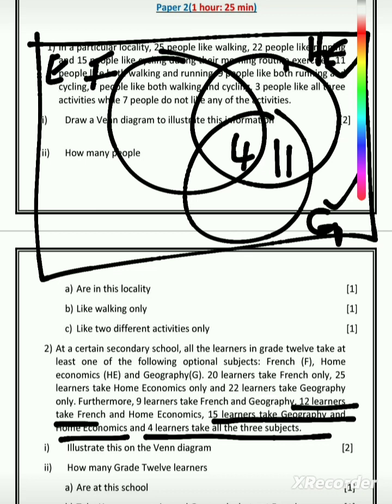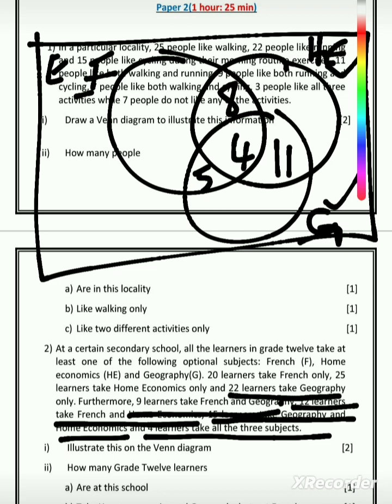12 learners take French and home economics. So here it's supposed to be 12. 12 minus 4, it's going to be 8. Okay. We go back. 9 learners take French and geography. So between French and geography, we have 9. Okay. 9 minus 4, it's 5. Okay. We go back.